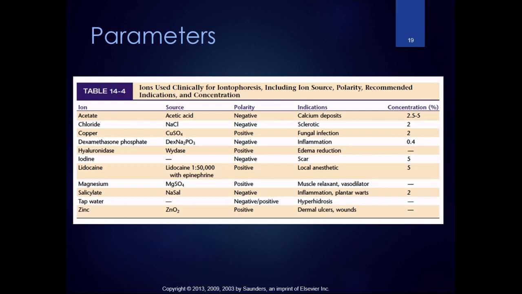There's an indication for using water for Ionto, and it's hyperhidrosis, which is excessive sweating. So kind of interesting. But there are all these other ones. Acetic acid, I used it one time in the clinic, and it was someone that had a calcific tendinitis, and we used it for that. So that was kind of interesting. And the dexamethasone is the most common one.